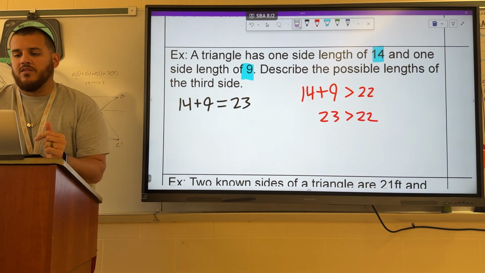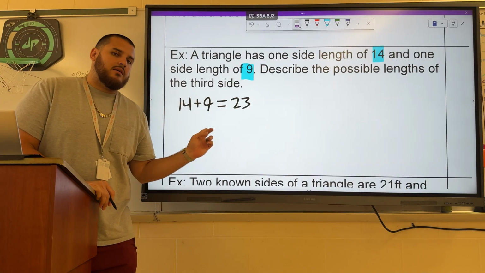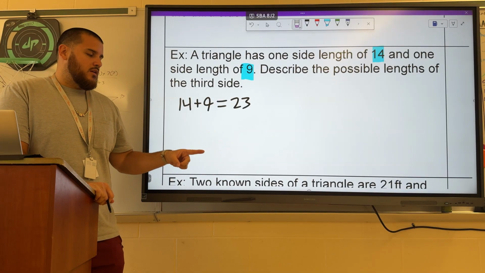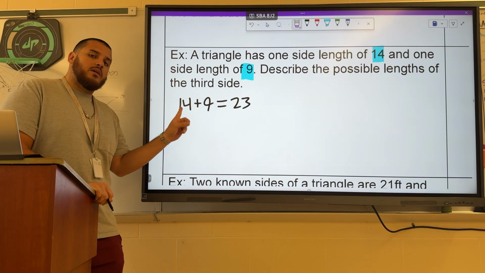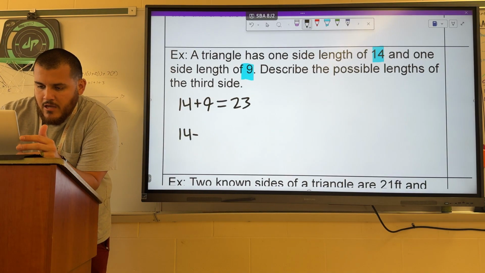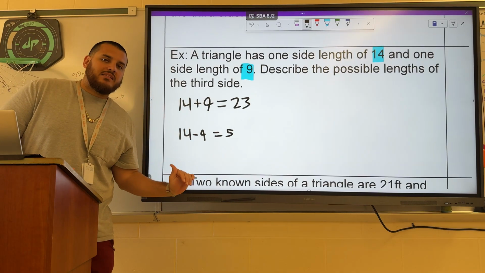Now let's look at the other calculation we need to do. We need to take those known sides now and subtract them. We're not going to do 9 minus 14 though, because I don't want a negative number here. We need positive values. So we have to do the big side length minus the small one. So 14 minus 9 gives me 5, and that represents my low end. I cannot be that small.